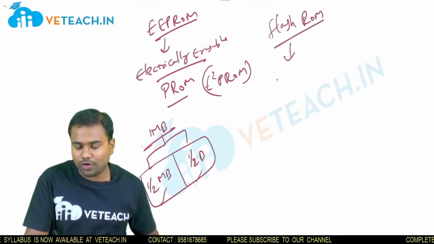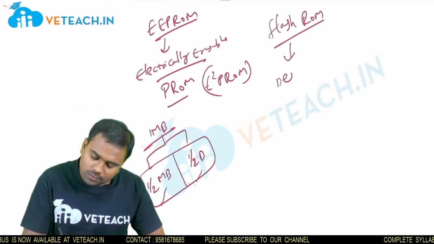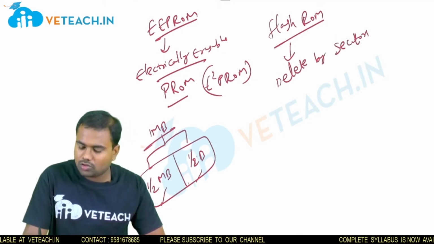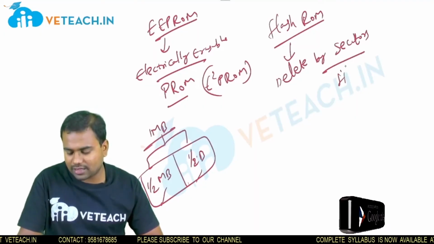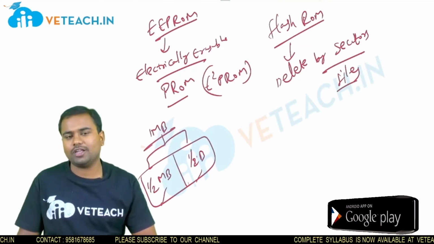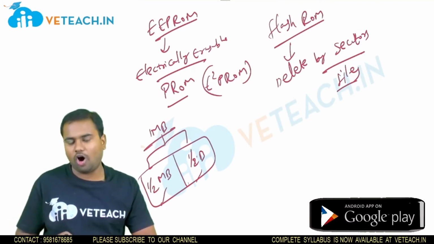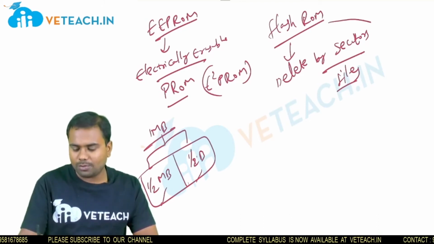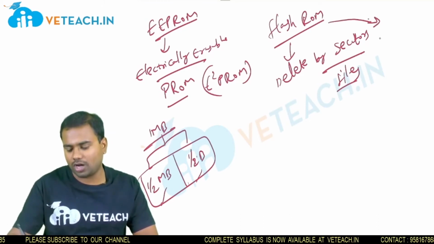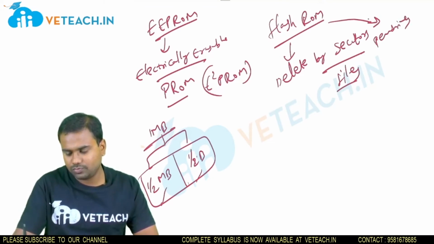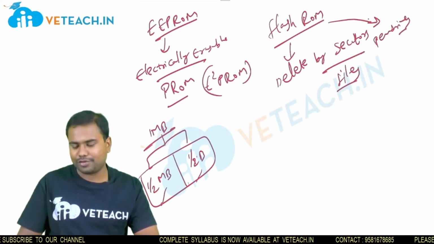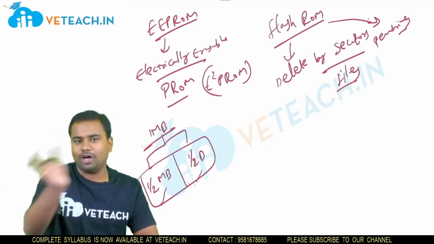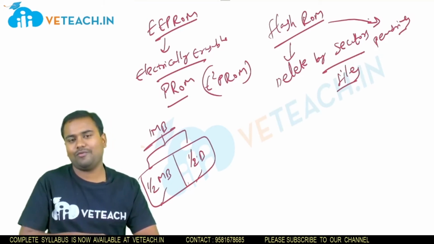In the flash ROM we can delete by using the sectors concept. Sectors are simply called files. So we can delete the data file by file or folder by folder in the flash ROM. The example of flash ROM is our pen drives. You can delete file by file or folder by folder, and restore file by file or folder by folder.